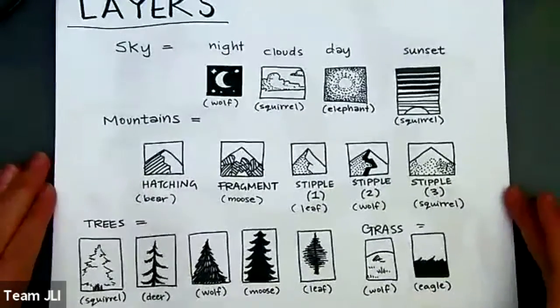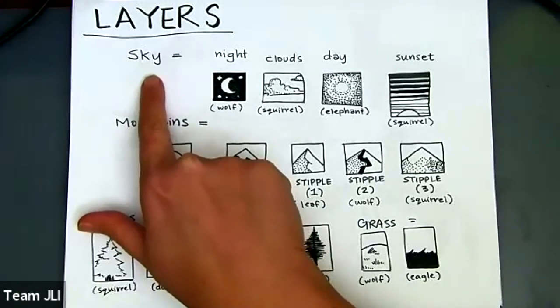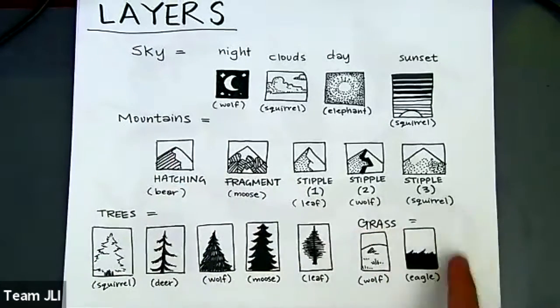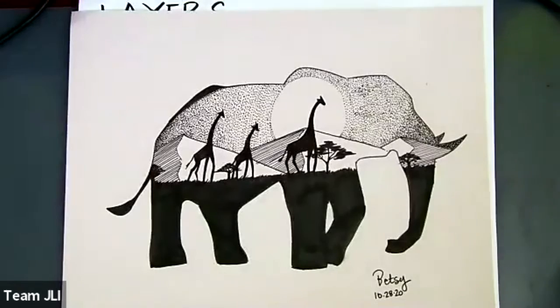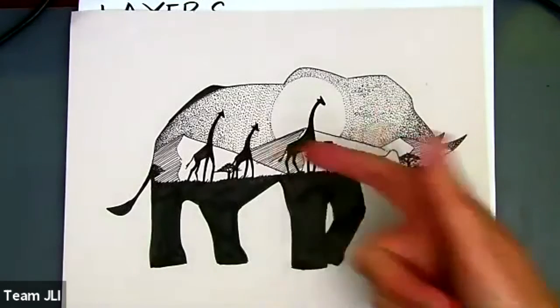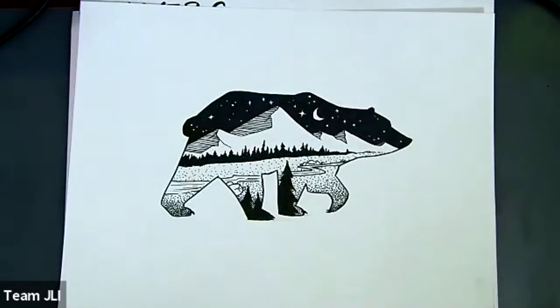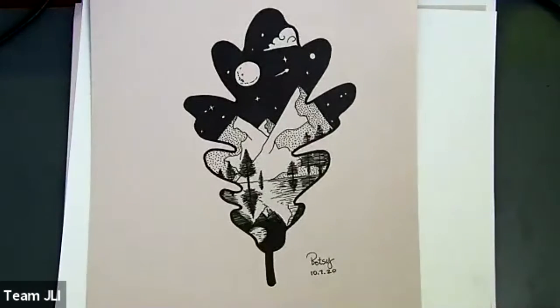So we generally have layers whenever we've done our artwork, and we have sky, mountains, sometimes trees, sometimes grass, and then sometimes another animal. Just to refresh your memory, remember we had the elephant with sky, mountains, trees, other animals. We've had the bear: sky, mountains, trees. That one had a river. I think that was the only one with a river. We did the leaf: sky, mountains, trees, some water.